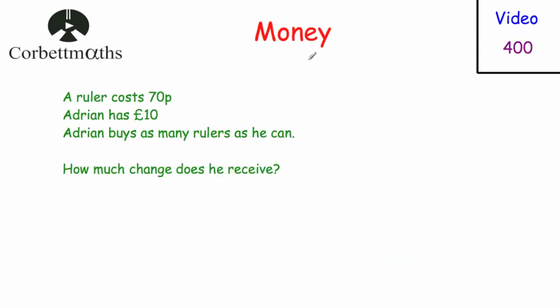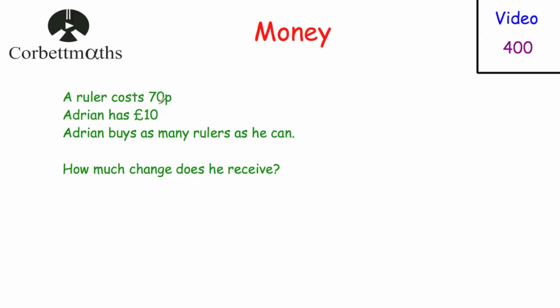Okay, our next topic is money. Now, with money, there's lots of different possible questions you could be asked on money. And if you go to video 400 in Corbettmaths, you find this video 400A, 400B, 400C, and so on. And they've got lots of different types of money questions. I'm going to show you one particular type of question now.